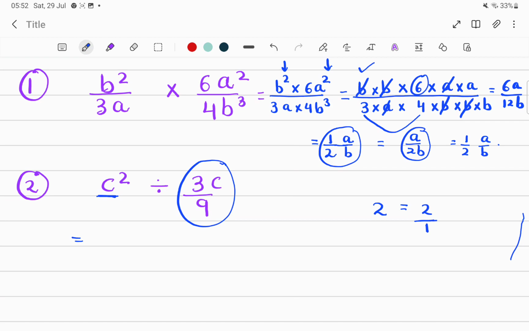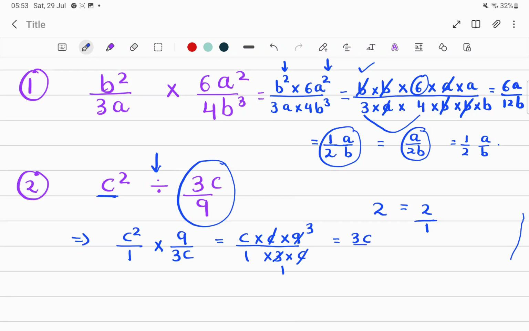So here c square, same thing follows in the algebraic expressions. So c square divided by 1, and then because this is a division, we do multiplication here. We will change the sign, and also we will take the reciprocal of 3c by 9, the second fraction. Now it is c times 9 divided by 1 times 3 times c. So c's will be cancelled out. 3 ones are 3 and 3 times 3 is 9. So basically our answer is 3c over 1.